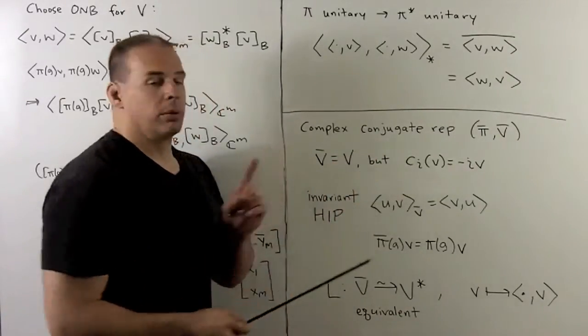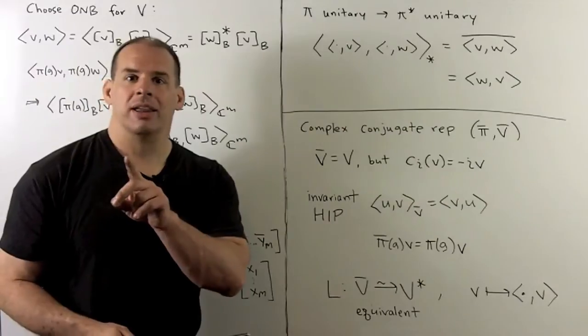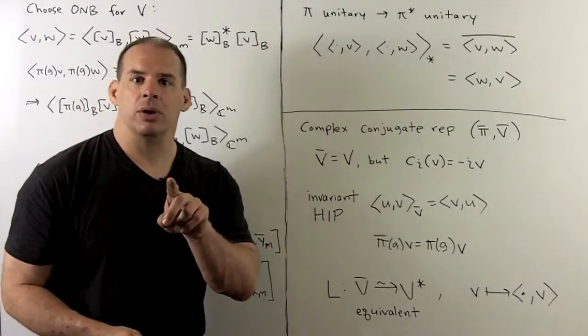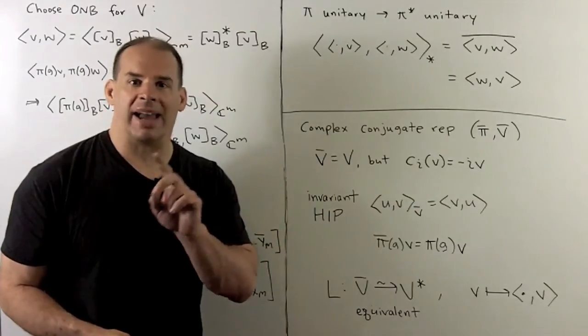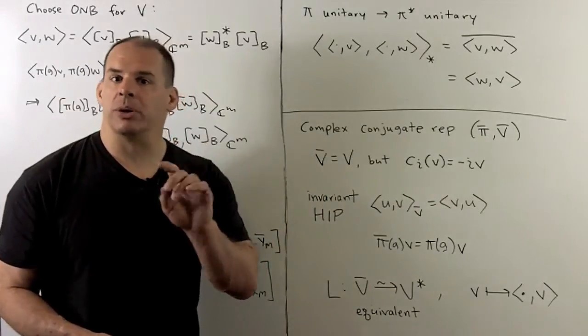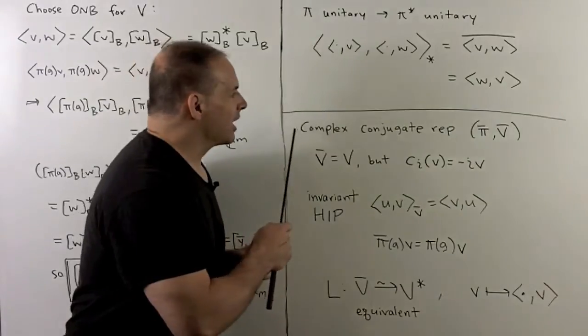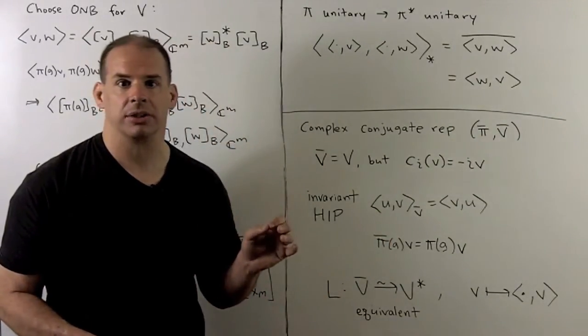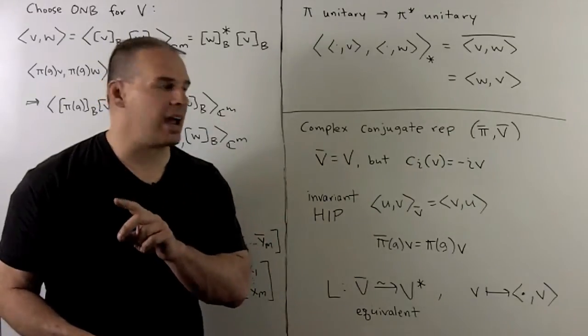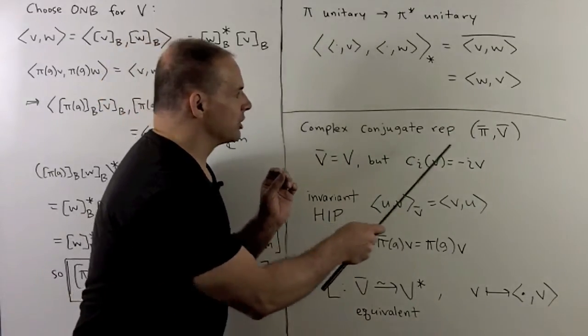Now, on the previous board, we noted that the dual representation was almost equal to the original representation. We're just off by a conjugate. So the dual is going to be equivalent to the complex conjugate representation when we have an invariant Hermitian inner product. Now, formally, we define the complex conjugate representation as follows.